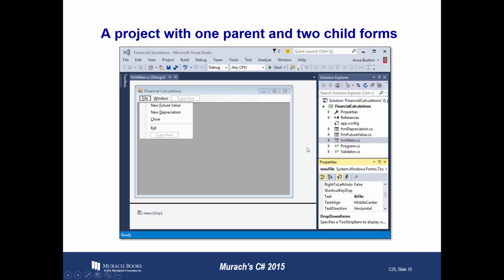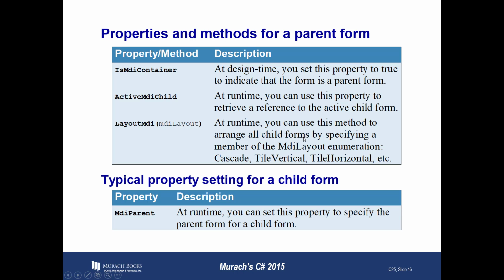All right. So here is a project with a parent form and two child forms. We've got the main form, and underneath it, the depreciation and the future value forms. Notice here where they're talking about the properties and methods for a parent form is MDI, multiple document interface. At design time, you set this property to true to indicate that it's a parent. At runtime, you use this property to retrieve a reference to a child.